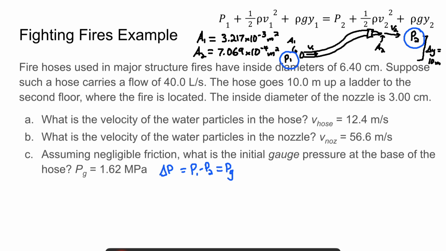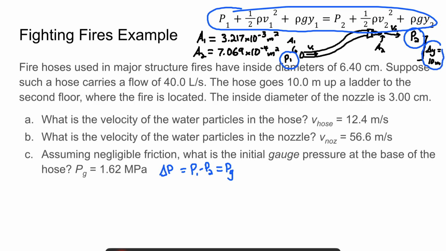So if we take our equation from up here, we can use this. Let's first think about whether any of these terms go away. We know that we're going to increase our height by 10 meters. Let's assume that we're at a height of 0 down at the bottom, so we could just get rid of this term. And if we want to solve for P1 minus P2, we will subtract P2 from each side.